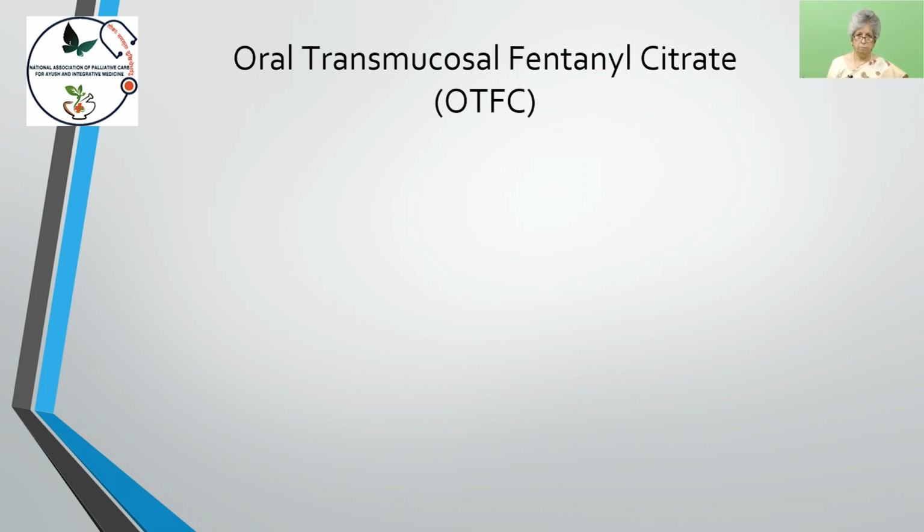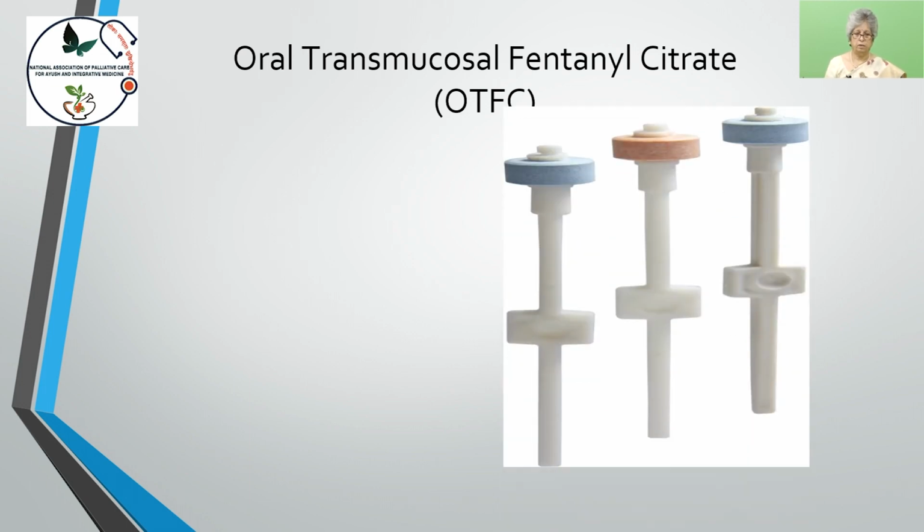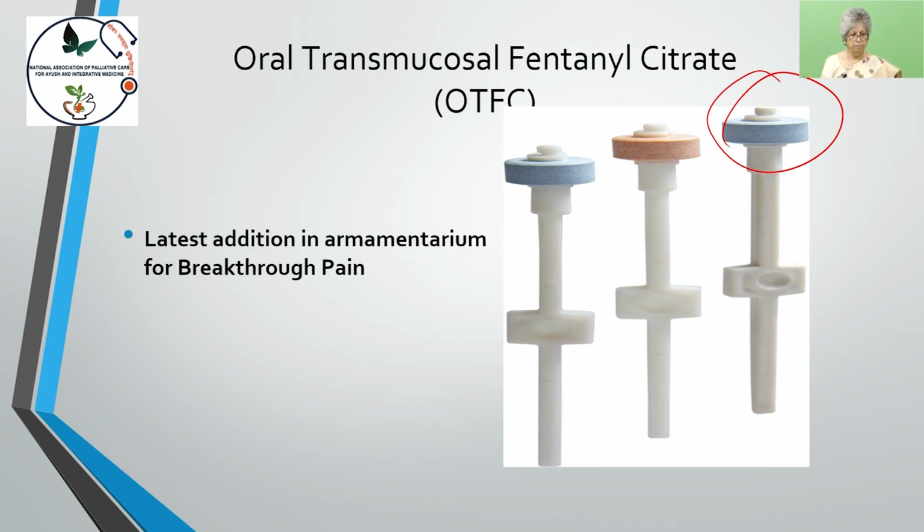Another drug which has come into the market is oral transmucosal fentanyl. We call it fentanyl lollipop. Like a lollipop, one has to chew this medicine. This is the medicine which is chewed by the patient, so it is called fentanyl lollipop. It is very much used for breakthrough pain, because it has an urgent, instant effect. So, if the patient gets breakthrough pain, he just puts one lollipop in the mouth and his pain will be relieved. Of course, it is a very costly drug.